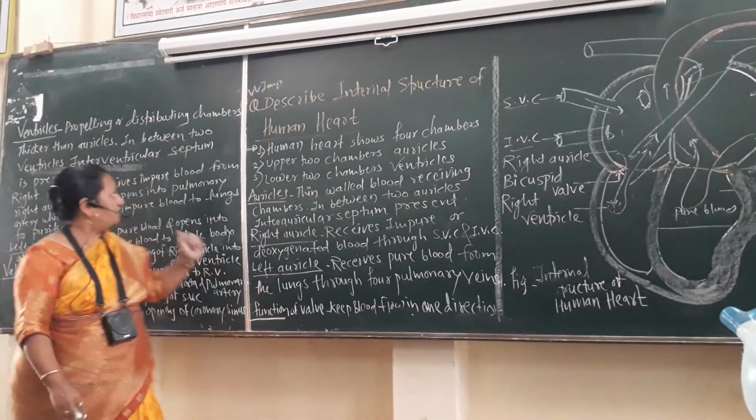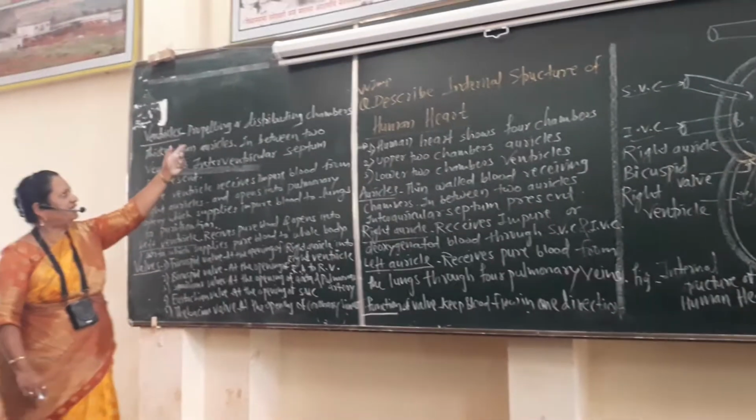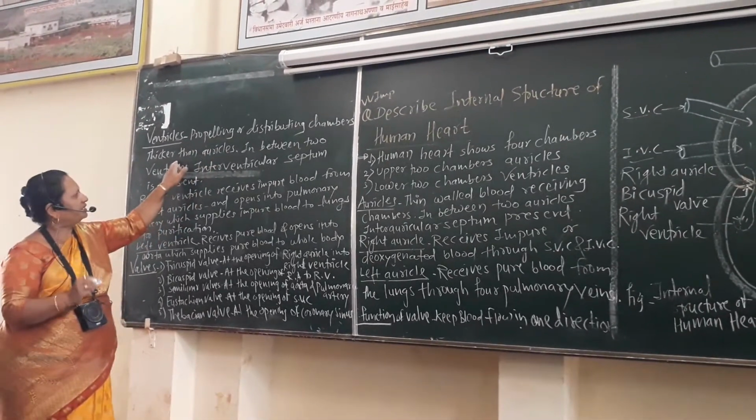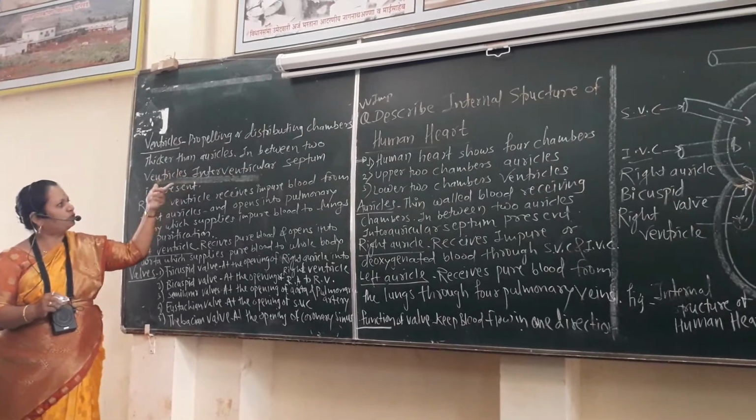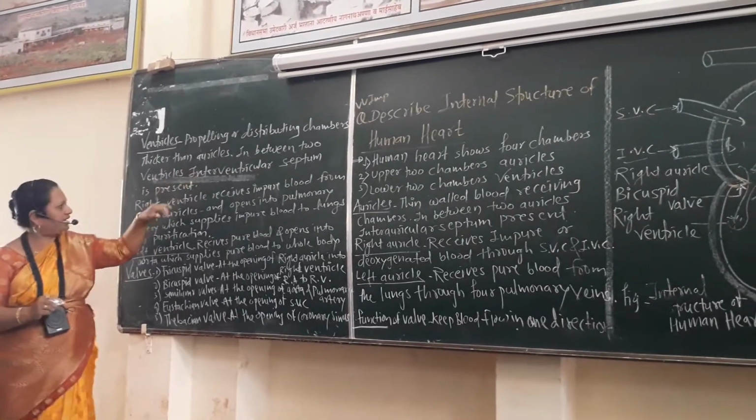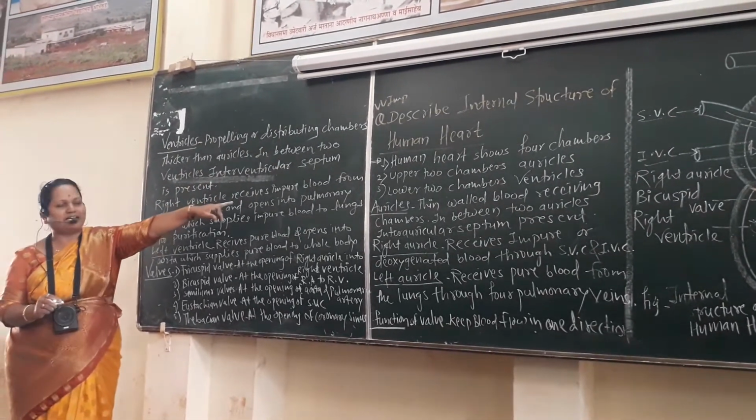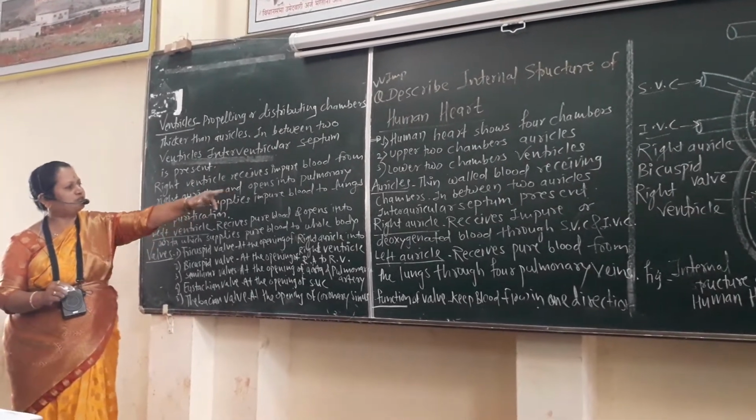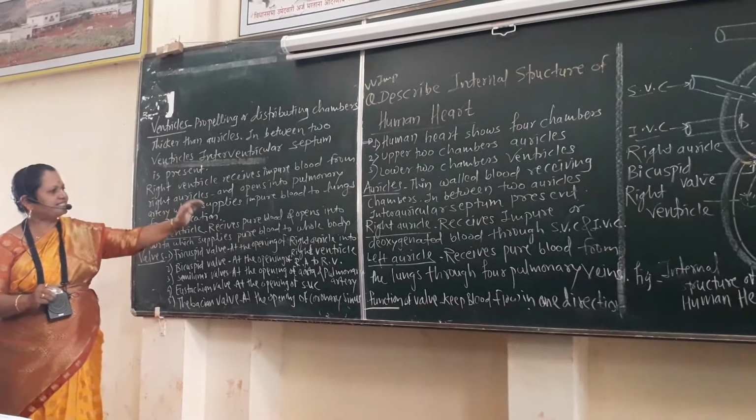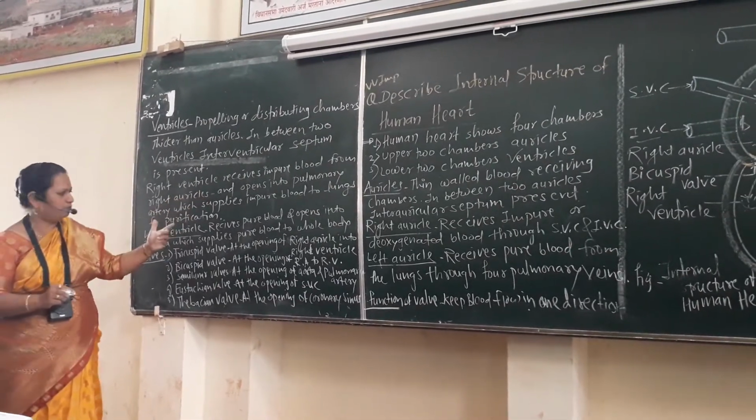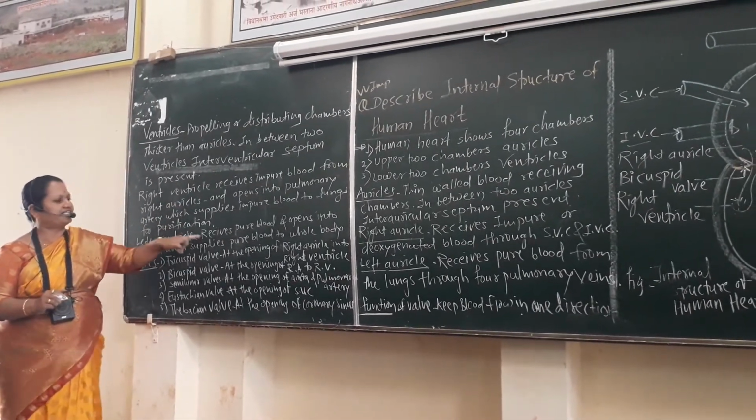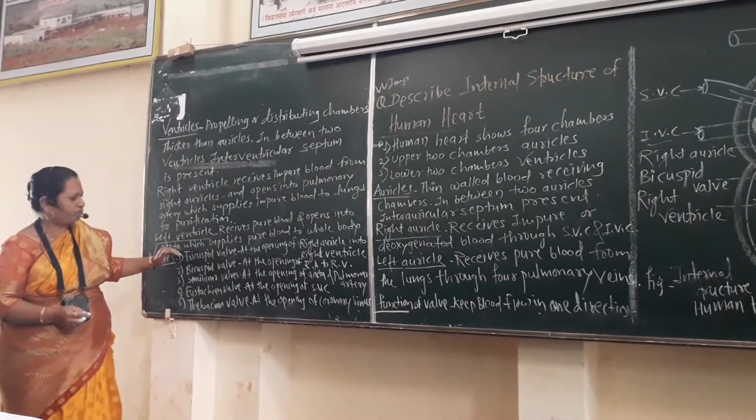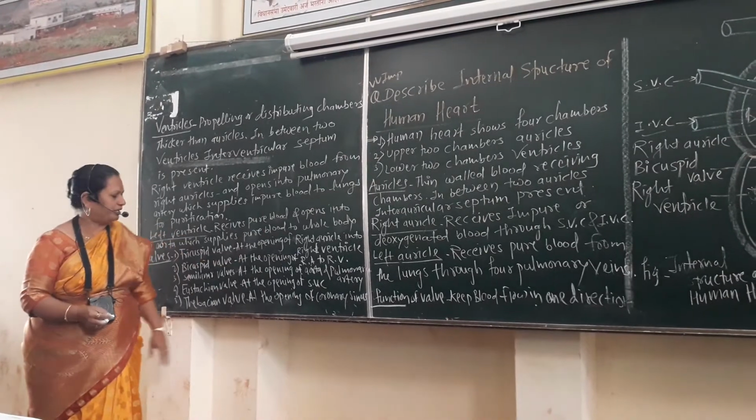Next, ventricles. Ventricles are propelling or distributing chambers, and these have thicker walls than the auricles. In between the 2 ventricles, the interventricular septum is there, and the right ventricle opens into the pulmonary artery, which supplies the impure blood to the lungs for purification. And left ventricle receives pure blood and opens into aorta, which supplies the pure blood to the whole body.